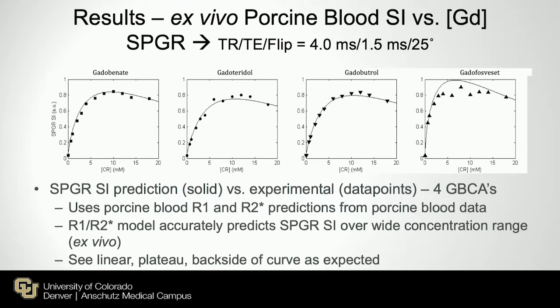We then took blood at different concentrations and ran MRA-type SPGR sequences and looked at the signal intensity we got versus contrast concentration for all 4 contrast agents, as you can see there, and got pretty nice fits from our modeling to what the reality was, but we're still ex vivo here, right? And we did see the linear, the plateau, and the backside of the curve as the contrast concentration increased, as is shown.